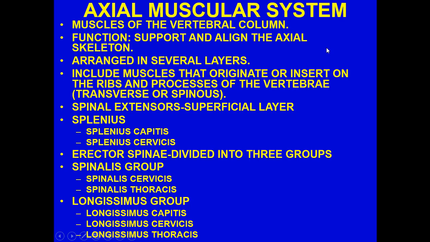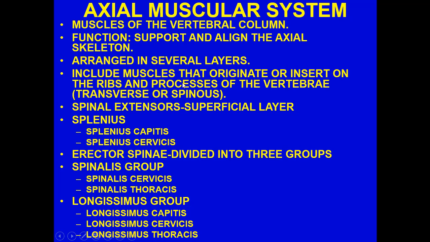Now we're going to start moving into the vertebral column. And basically the function is to support and align the axial skeleton. Now the muscles here are going to be arranged in several layers. They will include muscles that originate or insert on the ribs and processes of the vertebrae. Remember, this is where we have the transverse processes, the spinous processes, etc. The spinal extensors are on the superficial layer. They include the splenius, both the splenius capitis and the splenius cervicis.